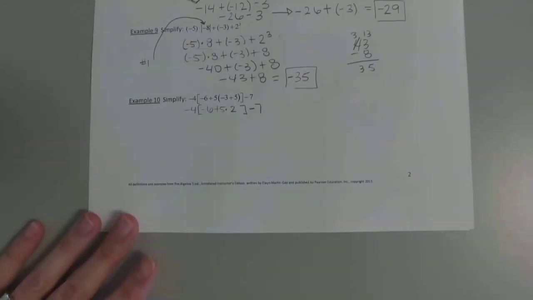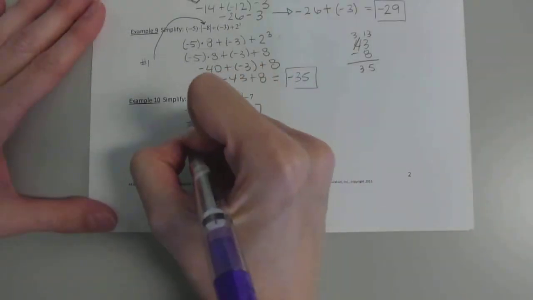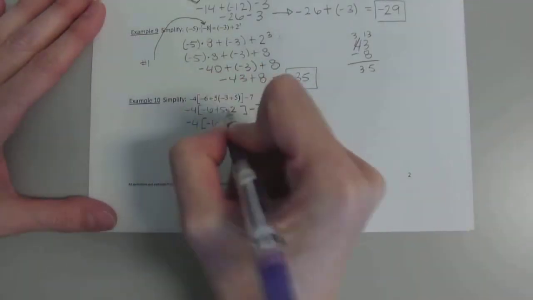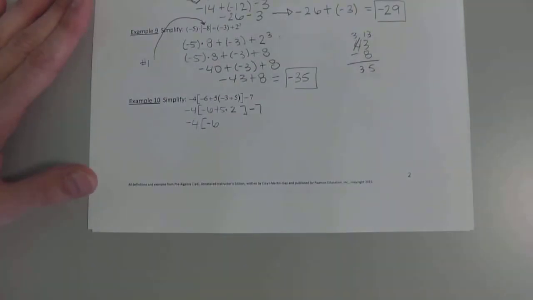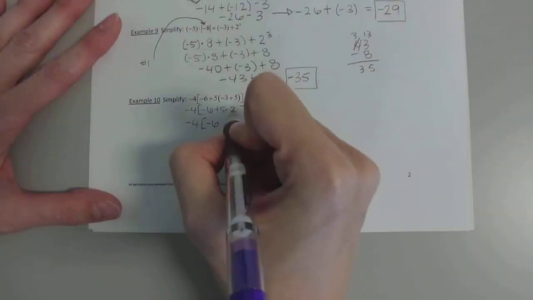So inside here, what am I going to do first? Am I going to add or am I going to multiply? Multiply, right? Addition and subtraction are always your last things. So you have negative 4 bracket, negative 6, and then what's 5 times 2? Easy enough. There's no signs there or anything. What'd you say? 10.